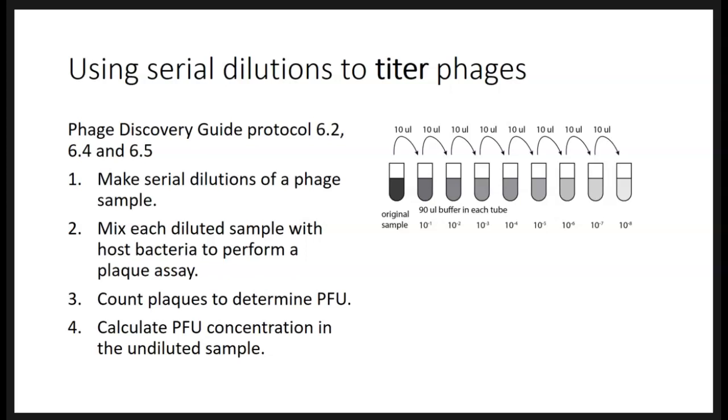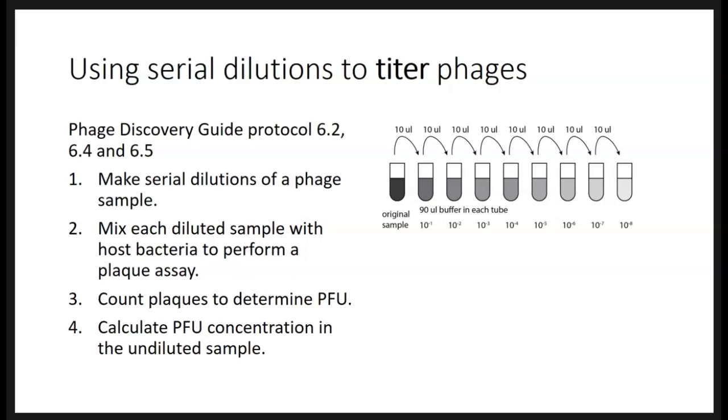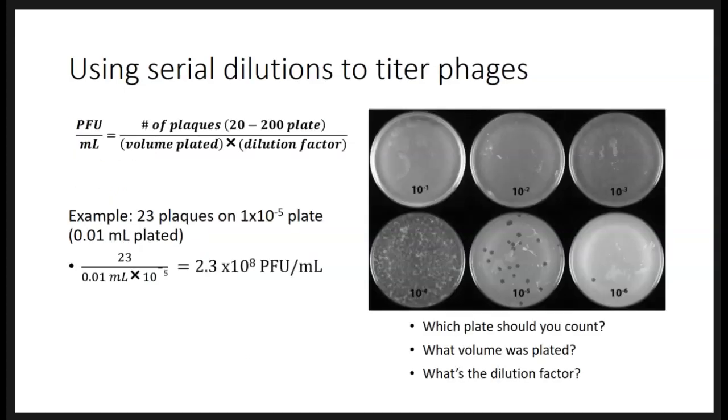We want to count the number of plaques to determine the number of plaque-forming units that were put on the plate when we did the plaque assay. Finally, we want to calculate the PFU concentration in the original undiluted sample using some of the math we just did. So this is the equation that we're going to use to calculate phage titer. We're going to go over the equation, but I want you to think carefully about what the math actually means.